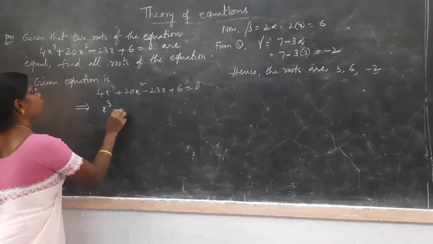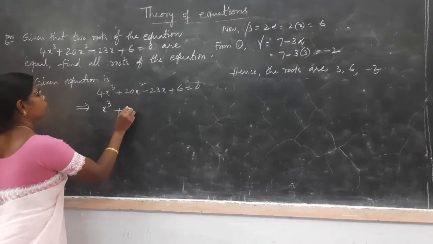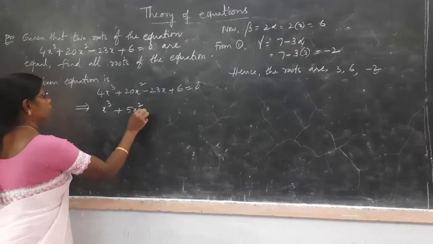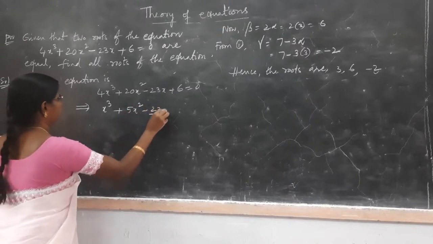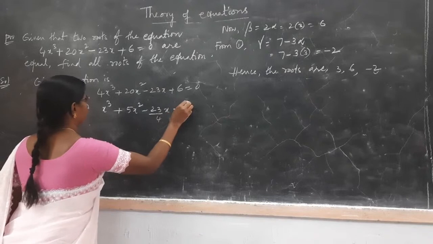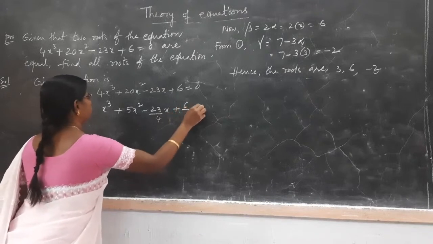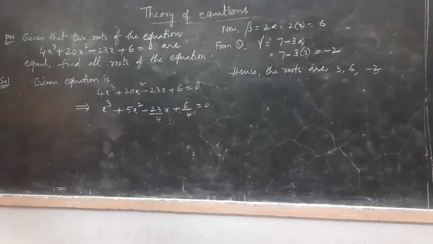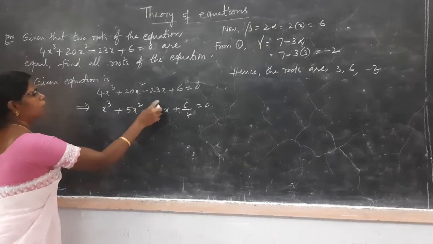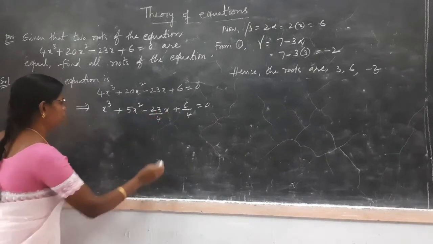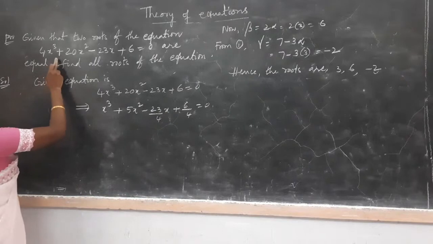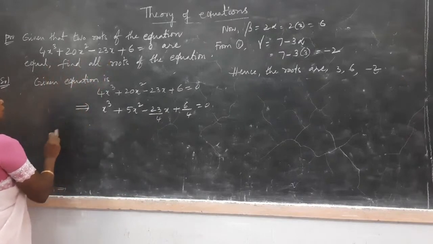So x cubed plus, by 4 change, what comes? 5x square minus 23 by 4 x plus 6 by 4 is equal to 0. So this is your polynomial equation. Okay, we took the given polynomial equation. There is nothing wrong with dividing by 4 on both sides. Okay, here now p1, p2, p3 are clearly visible. Okay, now what did they say? Two roots are equal.